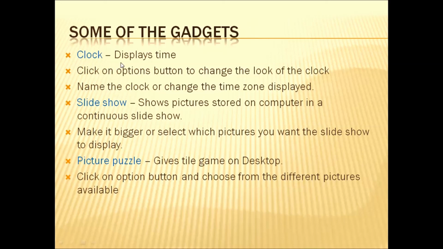Clock displays time. It is used to display time. Click on options button to change the look of the clock. We can change the design of the clock by clicking on the options button. Name the clock or change the time zone displayed. We can keep the name for the clock, or we can also change the time zone that is displayed on the clock. The second one is slideshow.